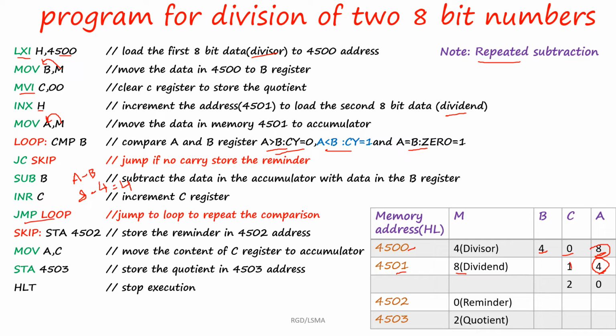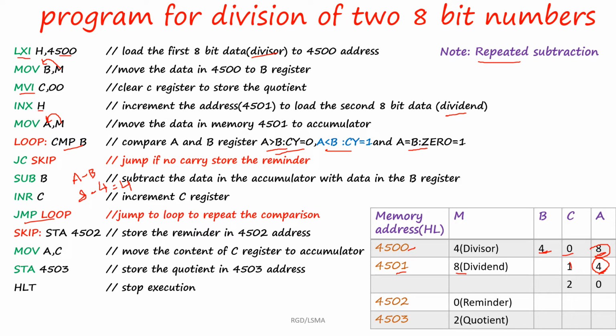So this will come here and it will compare the accumulated data with the B register. What is the accumulated data now? The accumulator has a value of 4 and the B register has a value of 4, right? So 4 is equal to 4, then the zero flag will be set. If there is a jump with carry, then it will store the result. If no carry is generated, again it will do the subtraction process.